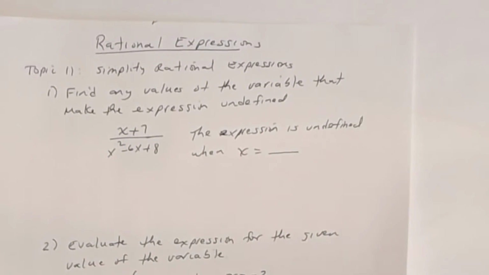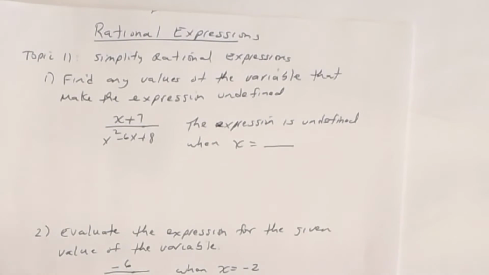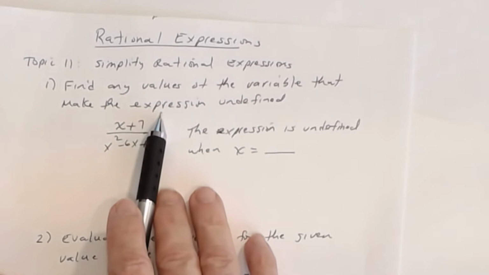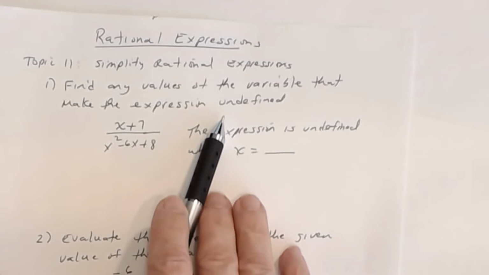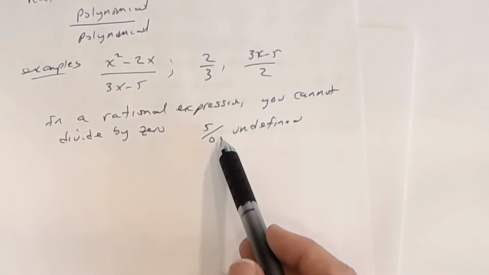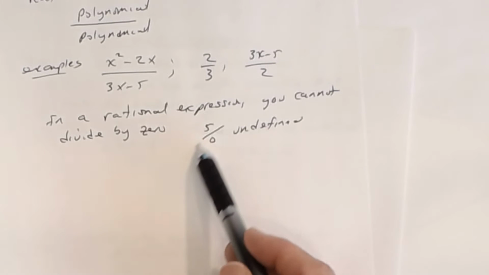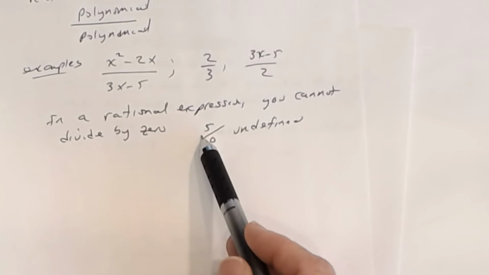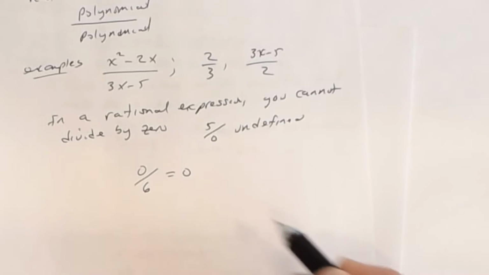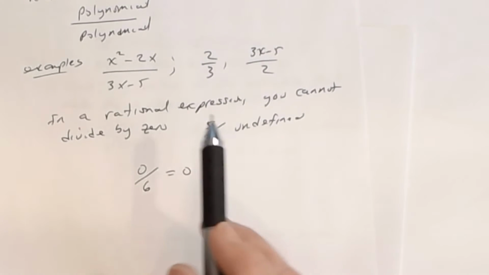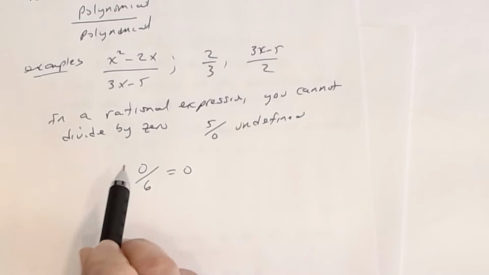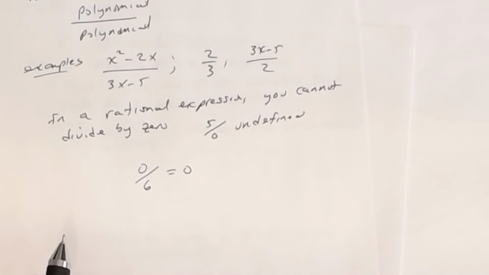So when I look at number 1 right here, topic 11, number 1, it says this: find any values of the variable that makes this rational expression undefined. Well, remember, a rational expression is undefined when the denominator is 0. It doesn't matter what the numerator is, because I can have 0 divided by 6, and that's fine. That's 0. That's not undefined. It is undefined when the denominator is 0, not the numerator, just the denominator.